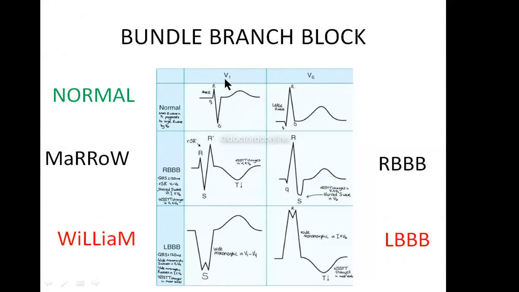Concentrate here, friends. V1 and V2. This is a normal QRS complex. And remember the mnemonic MARROW: for right bundle branch block, an M pattern in lead V1 and a W in V6. And WILLIAM for left bundle branch block: a W in V1 and an M pattern in V6. The QRS will also be widened in premature ventricular contractions and ventricular rhythms like VT.